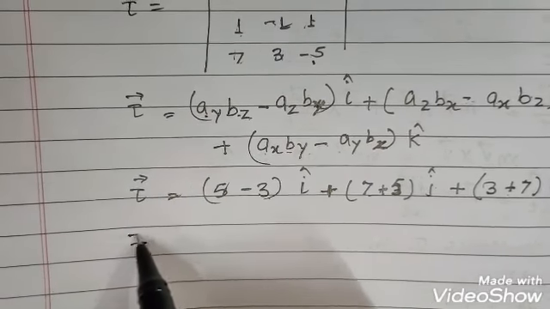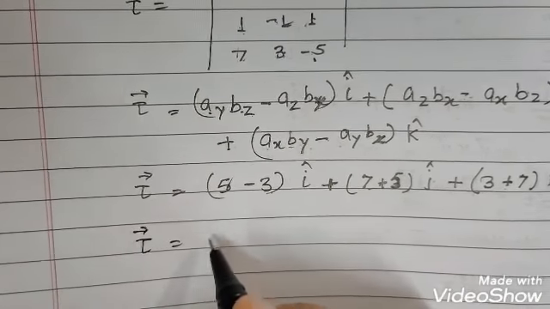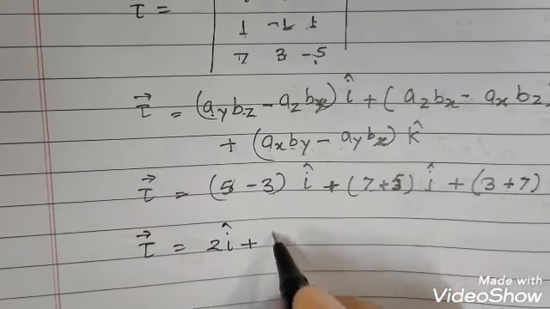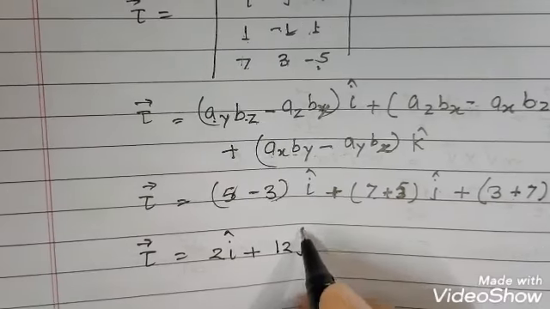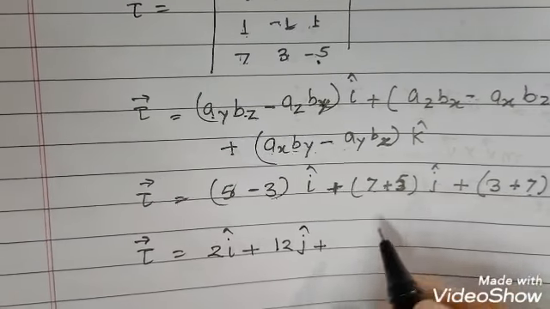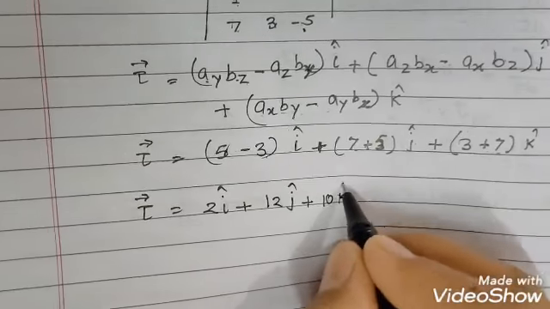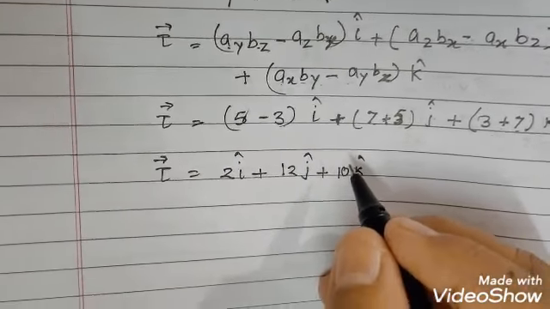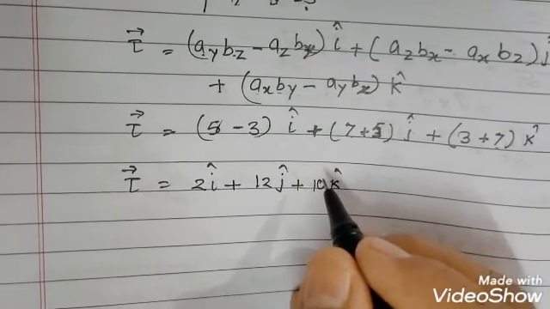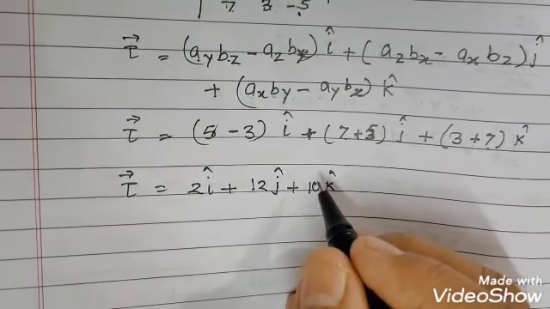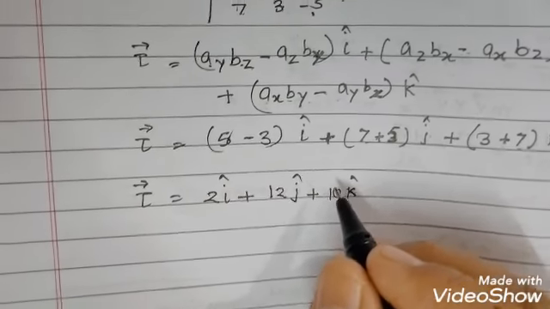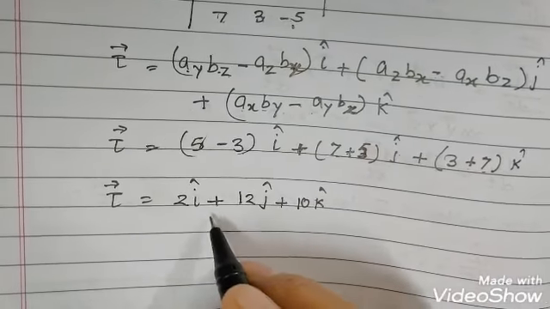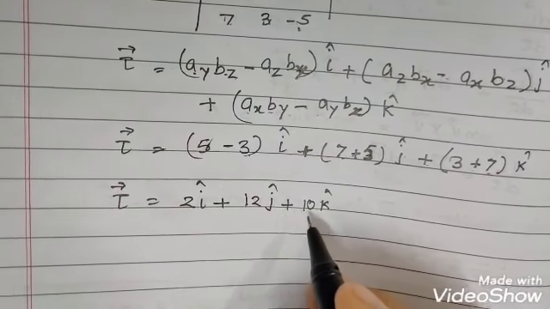Now the tau will come here, 5 minus 3, that is 2 i cap, plus 7 plus 5 is 12 j cap, 3 plus 7 is 10 k cap. So here we have found the torque of a force 7i cap plus 3j cap minus 5k cap, with the position vector i cap minus j cap plus k cap, as 2i cap plus 12j cap plus 10k cap.